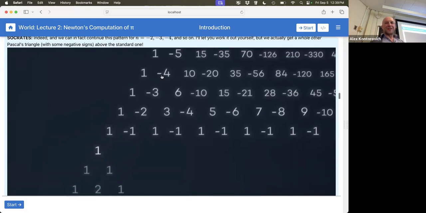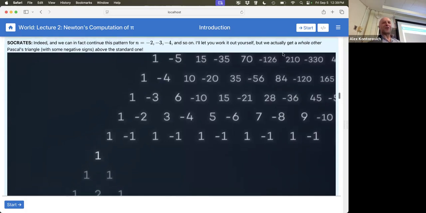Okay. So Socrates says you actually get a whole other Pascal's triangle. This is Pascal's triangle. 1, 1, 1, 1, 2, 1, 1, 3, 3, 1, 1, 4, 6, 4, 1. Just with some minus signs above the standard one. So this goes out to all negative numbers. But now they're all infinite sequences. Whereas these sequences, they're still infinite, but they're 0 after a finite number of steps.